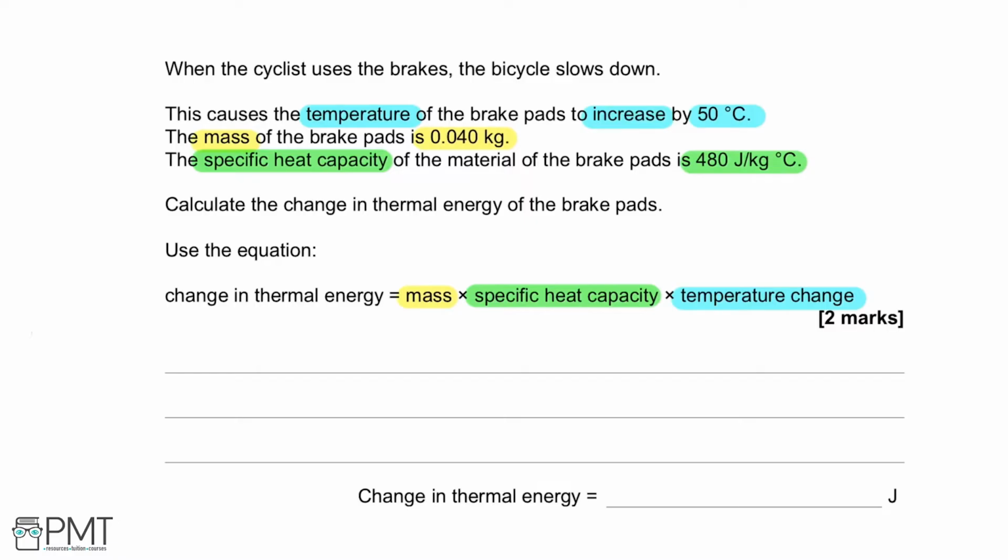So we're just going to substitute those values in. So the change in thermal energy equals mass 0.040 times specific heat capacity 480 times temperature change, so positive 50. And again, put that into your calculator, you'll get 960. We're given the units in the question again, so just write that answer into the answer box.